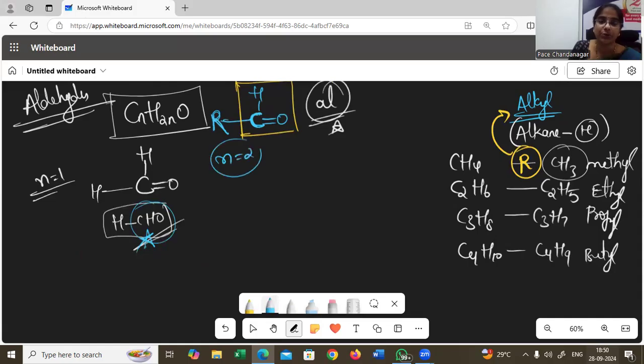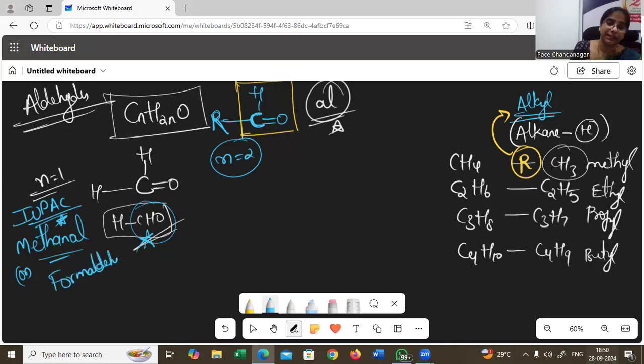So for N equals 1, what's the name of it? HCHO with 1 carbon is meth, so it is methanal. It was methanol in the alcohols; now it is methanal, which is an aldehyde. Methanal is the IUPAC naming, which you remember is International Union of Pure and Applied Chemistry. But according to the general naming, that is formaldehyde.